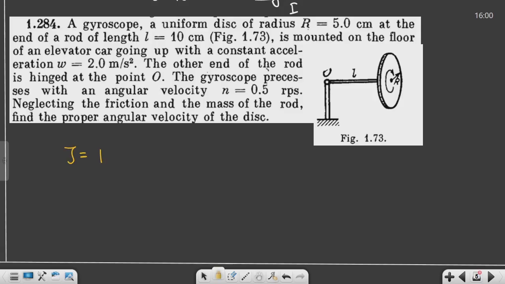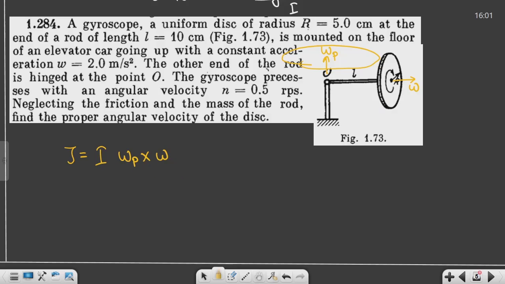Torque is equal to I omega p cross omega. The omega p is nothing but this vector along this direction, because the wheel is rotating in this circle. And omega is along this direction. The angle between omega and omega p is 90 degrees, so sine theta out here becomes 90 degrees.